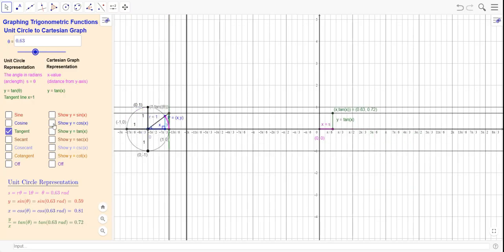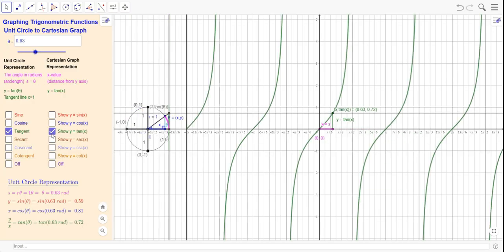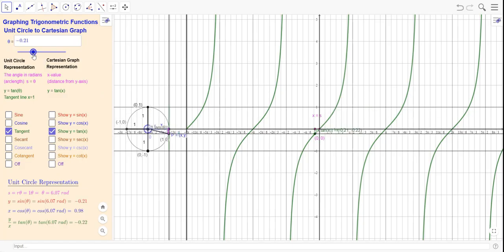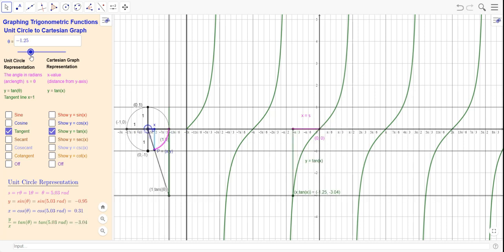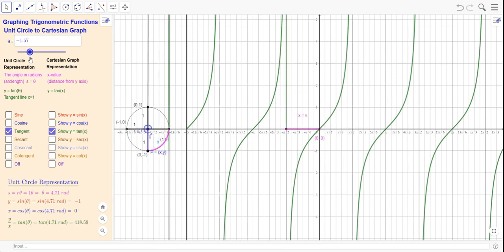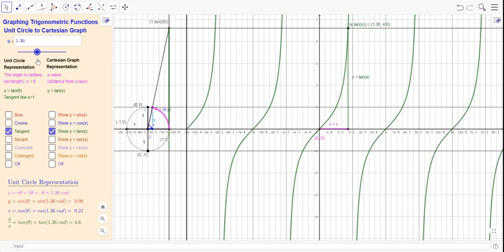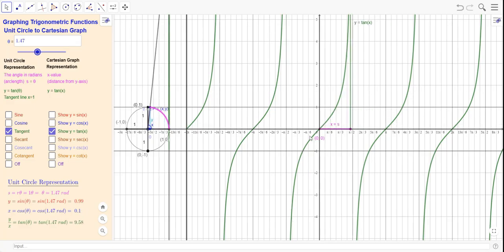Now, one thing we would notice is that we get a cycle that repeats every 2 pi, but we get a little bit of a bonus here for tangent. Here's what the graph actually looks like. And the bonus is that if we go from minus pi over 2 to pi over 2, this little part right here traces the entire pattern one time.